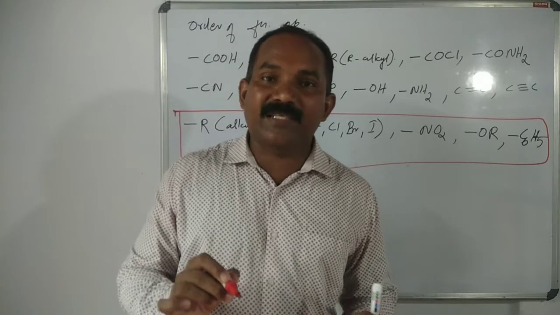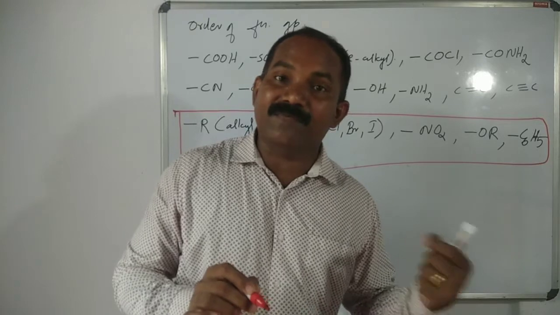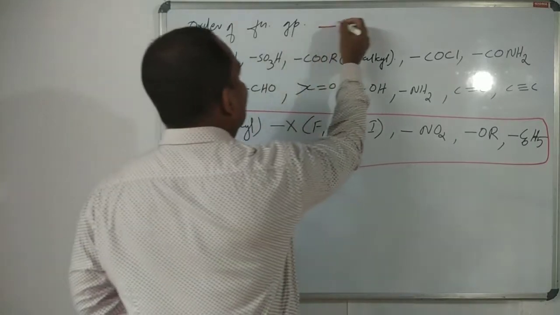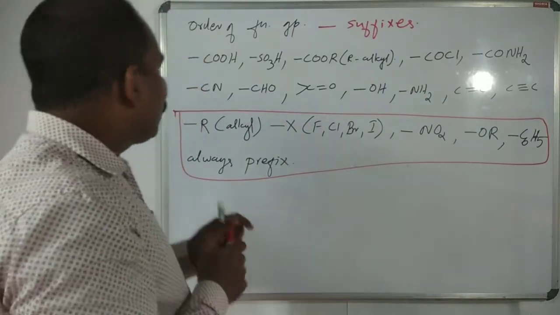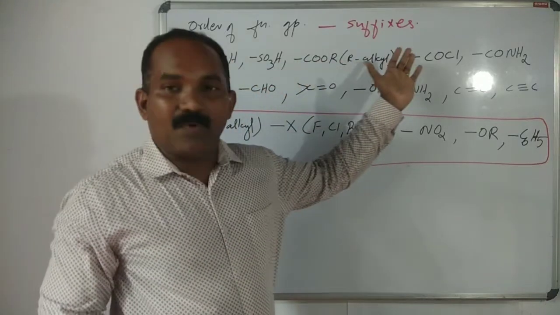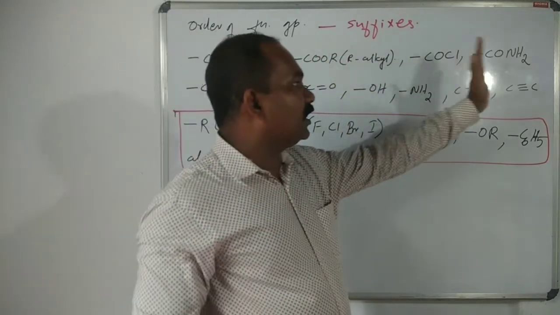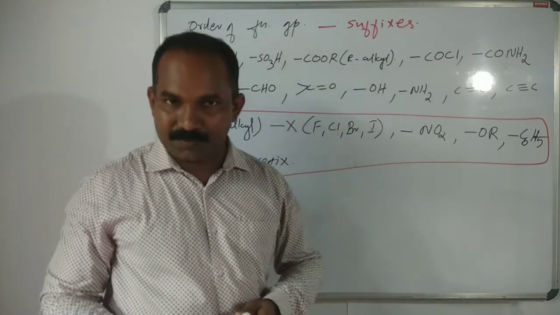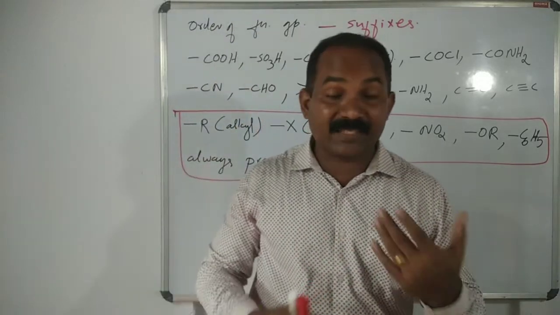C6H6 is benzene. Similarly, the alkyl group we treat like the phenyl group. These are always prefixes, while the others are suffixes. If the molecule doesn't have any COOH group, you check whether the molecule contains the other functional groups: SO3H, COOR, COCl, CONH2, CN, CHO, then C double bond O, OH, NH2. It will be clear when we discuss some problems and examples.